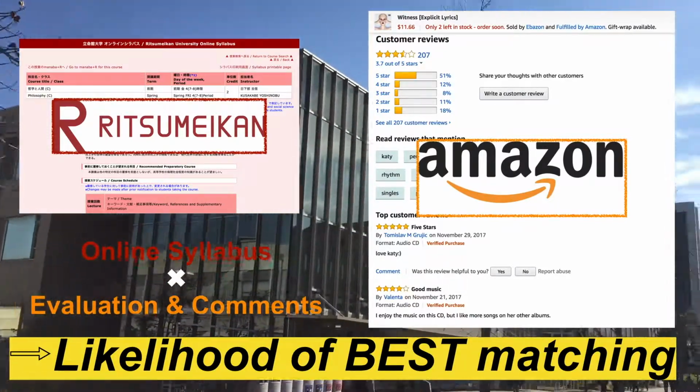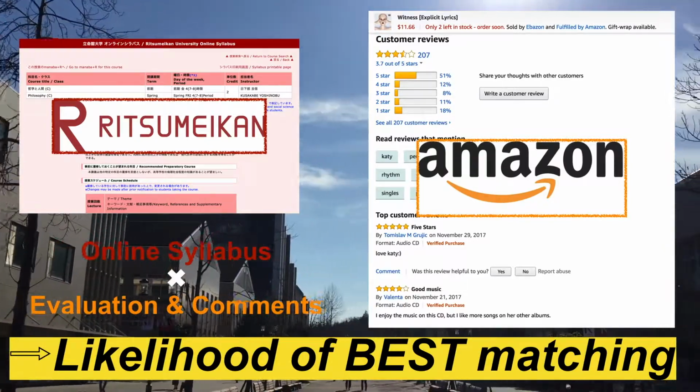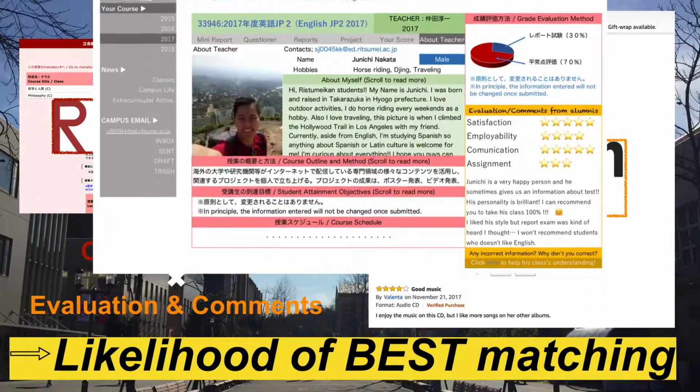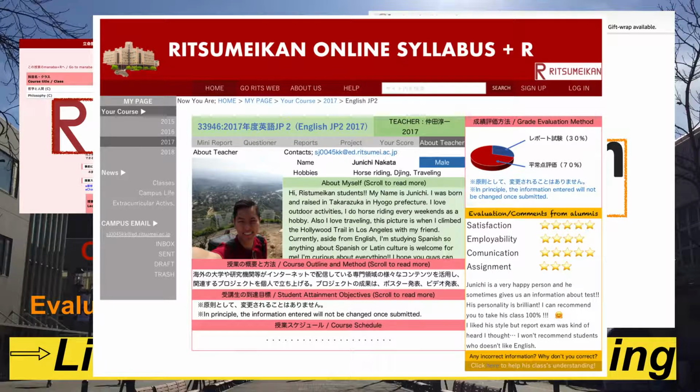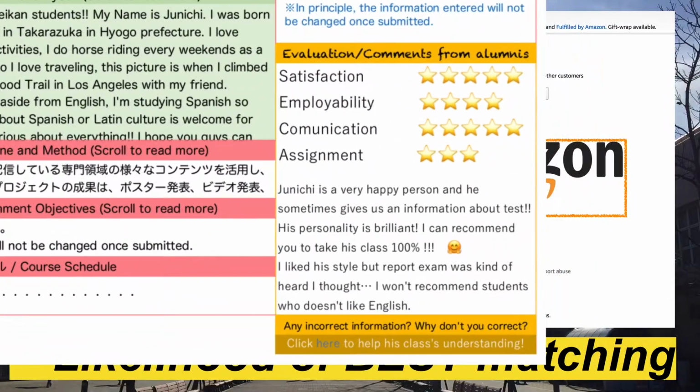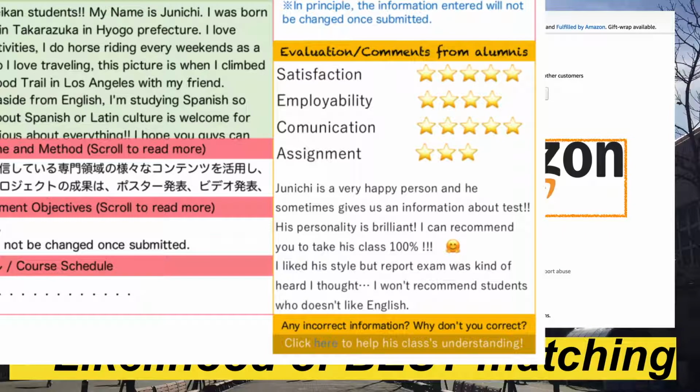I designed a brand new one by myself. The concept is a syllabus which students want to check extraordinarily. This is a well-designed online syllabus named Online Syllabus Plus R. Mostly, it's like the current syllabus. The biggest change is the evaluation and comment part. I want to invite only alumni's comments here, so I put an evaluation of employability here, which means whether the class is worthy for one's future career.